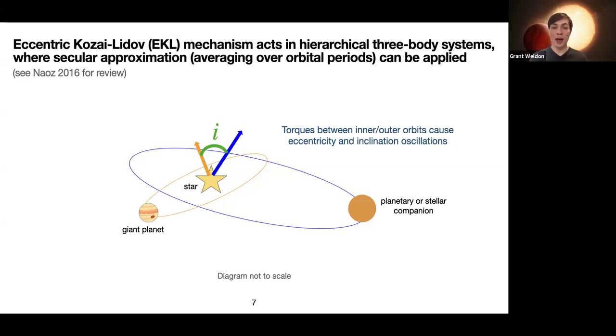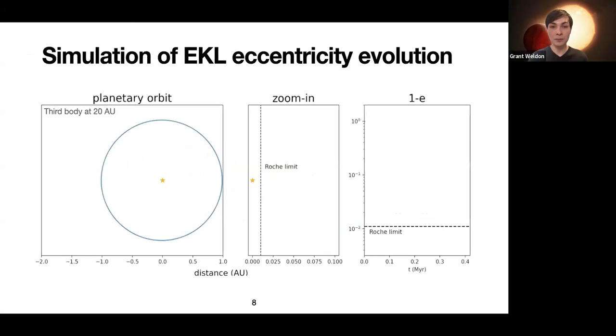In these systems, you can apply the secular approximation, meaning you average over the orbital periods. You care about timescales much longer than the orbital periods. And so to do this averaging, you can treat the orbits as two massive wires. These wires torque each other, exchanging angular momentum, which can lead the eccentricity of the orbits to oscillate and the inclination of the orbits to oscillate as well. And the inclination is shown as this green angle between the orbit normals on the screen.